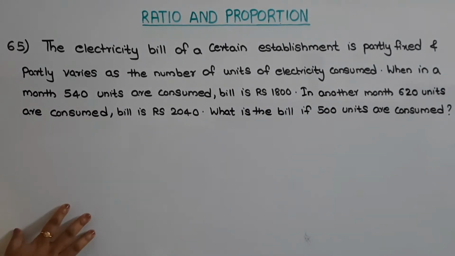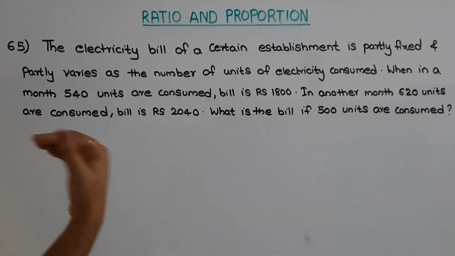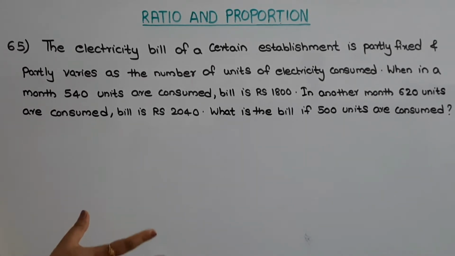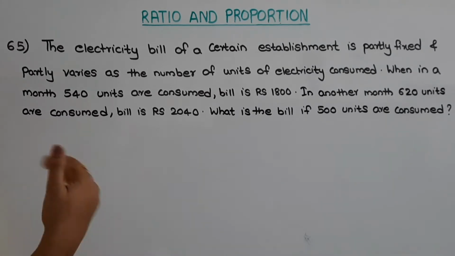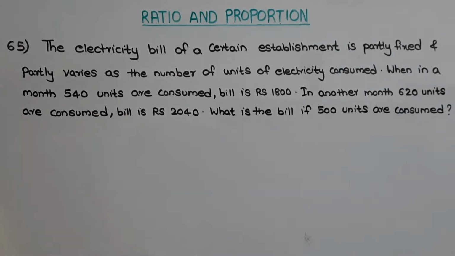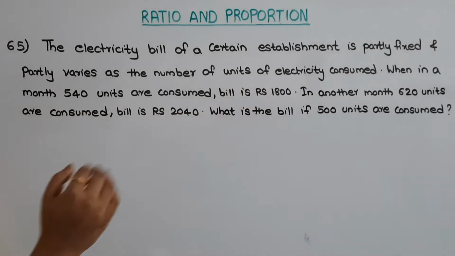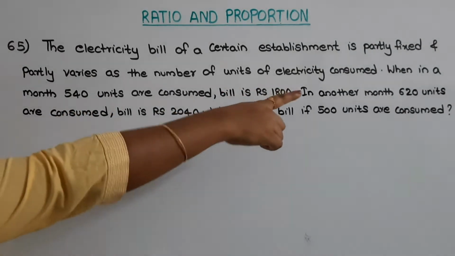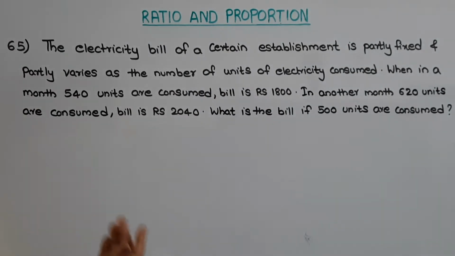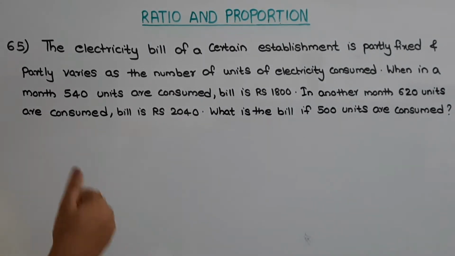In this question, they are telling that the electricity bill of a certain establishment depends upon the number of units of electricity consumed. So it is partially fixed and partially varies. When 540 units are consumed, the bill is rupees 1800. When 620 units are consumed, the bill was rupees 2040. So we need to find out the bill when 500 units are consumed.